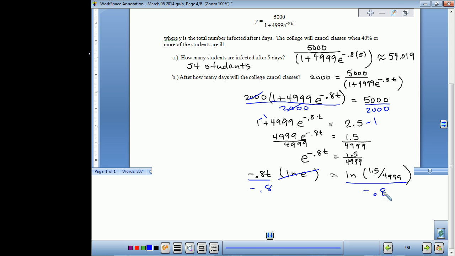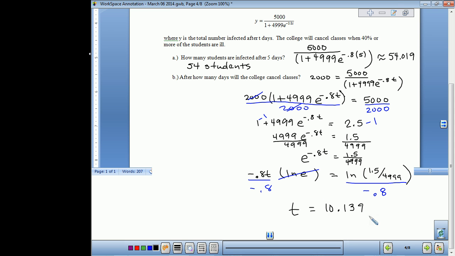All right, this is the exact answer, which doesn't really help us. So if you were to go to the dean and say, okay, we need to cancel school in ln of 1.5 divided by 4,999, all divided by negative 0.8 days. Okay, so we get 10.139 days.